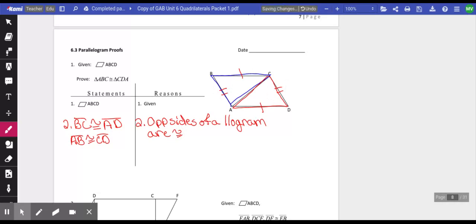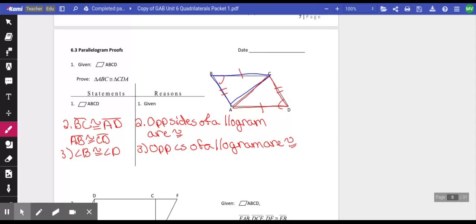Now I have a couple of different options to continue this proof. I can either use the reflexive property on AC, or I can use the property that angle B is congruent to angle D because opposite angles of a parallelogram are congruent. Depending on which of those choices you used determines the method, but triangle ABC in my situation is congruent to triangle CDA by side, angle, side. And that's how I can use the properties of the parallelogram in other proofs.